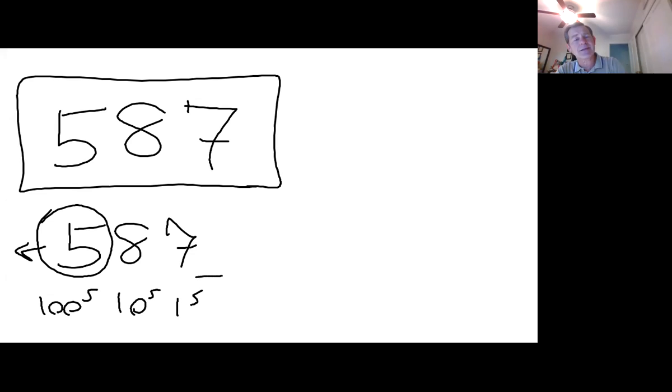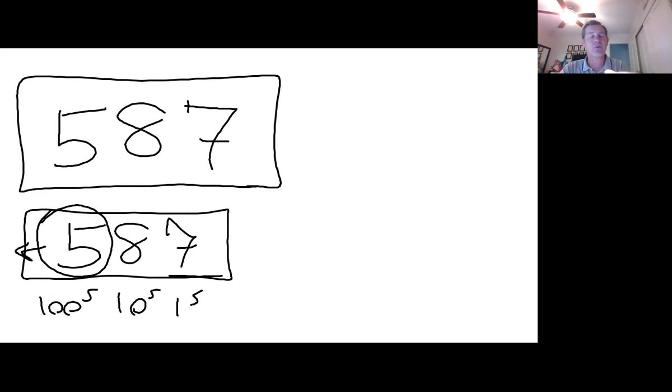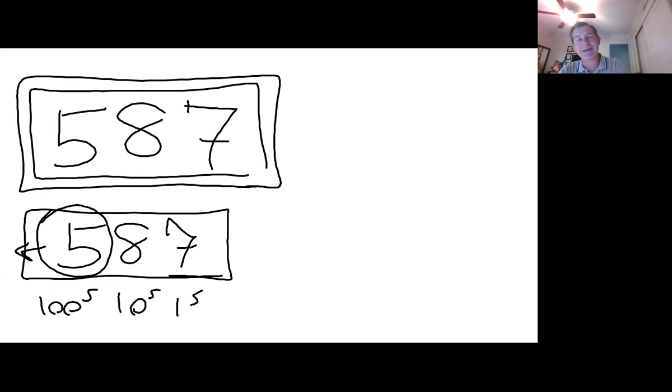So this can be multiplied or divided, or we can do stuff with it. Whereas this top one cannot, because that's a 5, an 8, and a 7. And it's, like I said, not even associated with the ones place. It is the character 5 next to the character 8 next to the character 7.